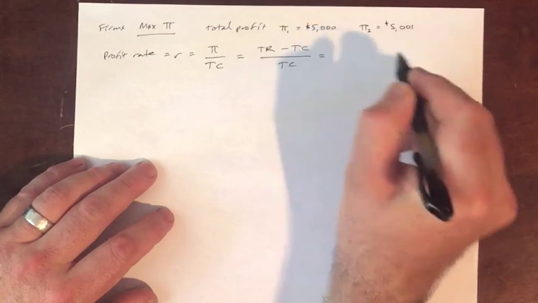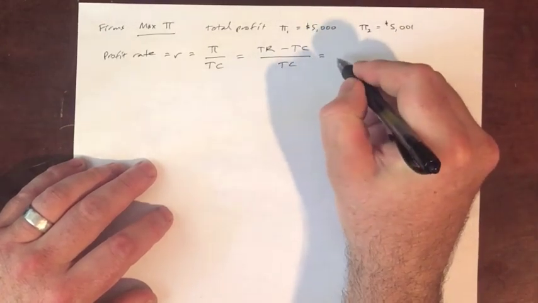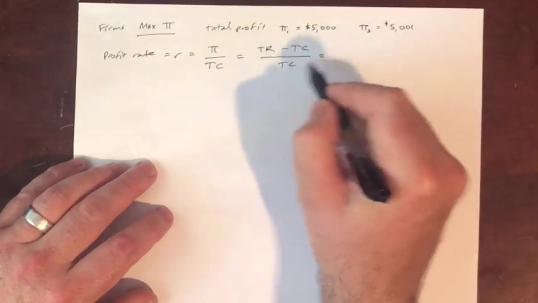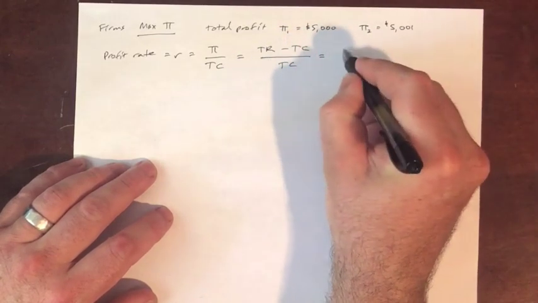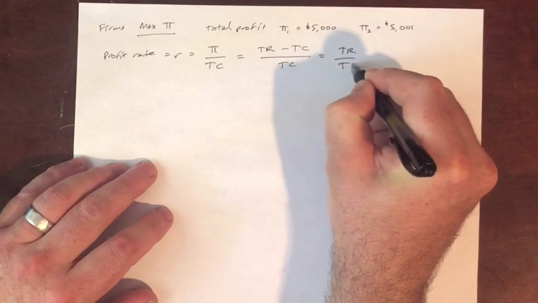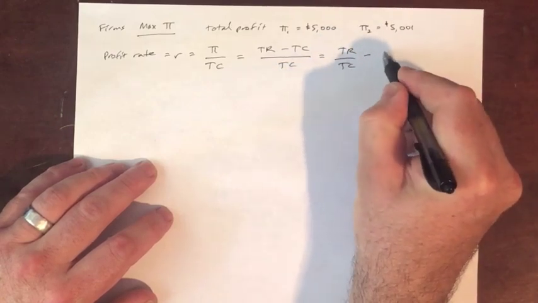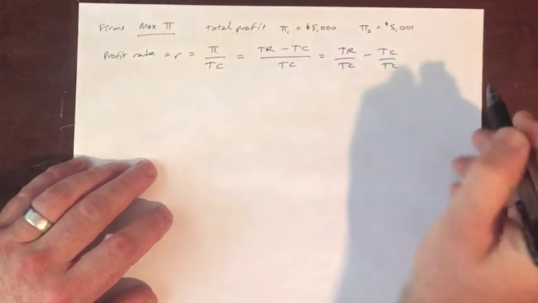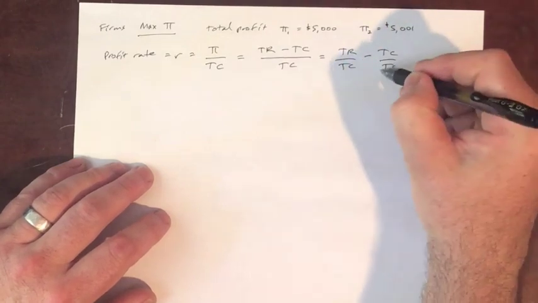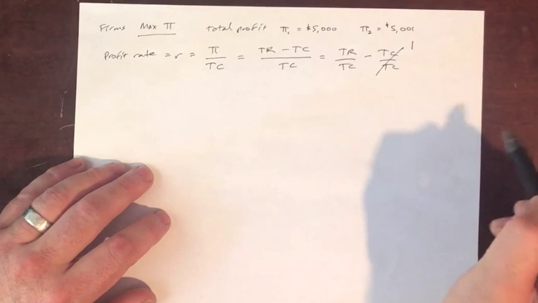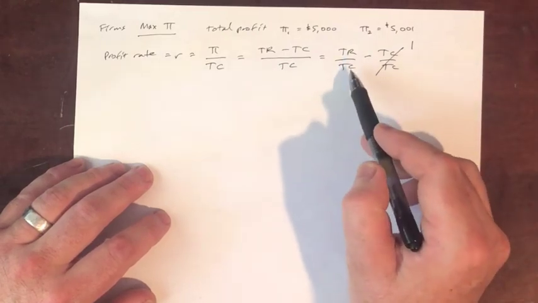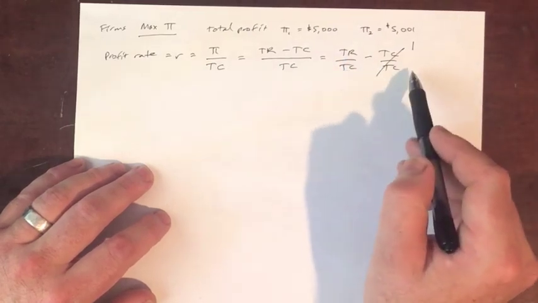And we see that we can separate this out, right? Because we got TR minus TC over TC, so we can go like this: TR over TC minus TC over TC. Now this second term is 1, right? Anything over itself is 1, okay? So we've got TR over TC minus 1.